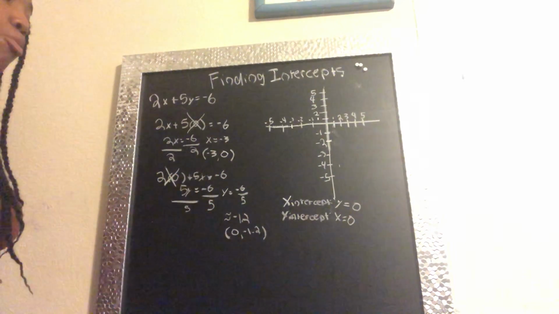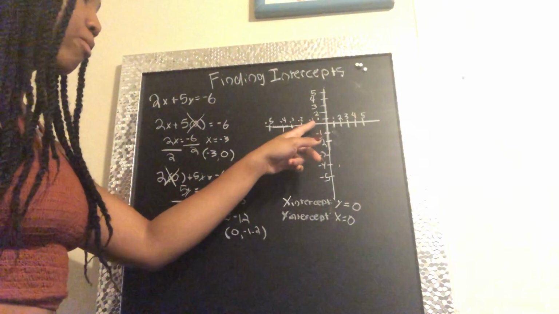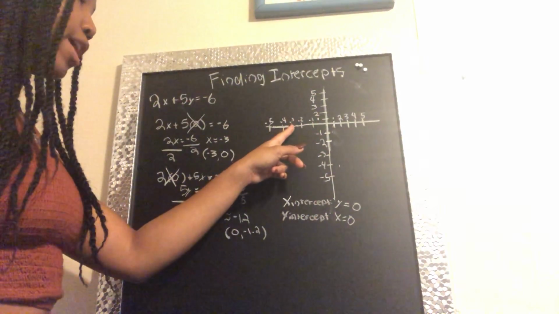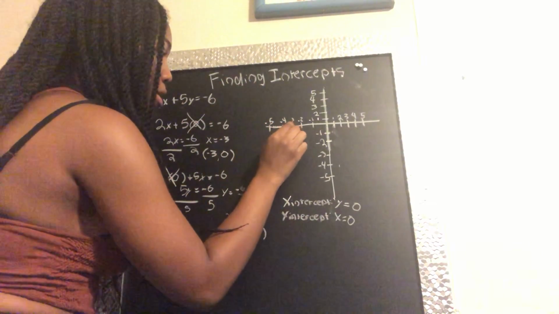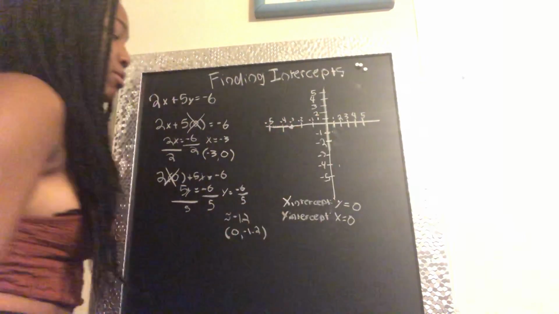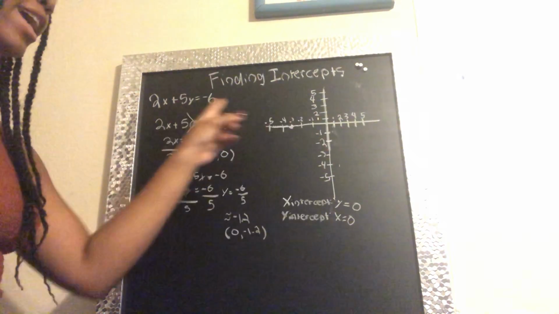So let's plot this first point. X is negative 3. Let's go all the way to negative 3: 1, negative 1, negative 2, negative 3. And there's no y. Y is 0, so we can put a point right there. We plotted our first point, our x-intercept, and that is along the x-axis.